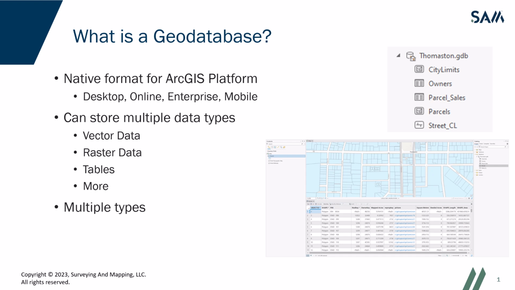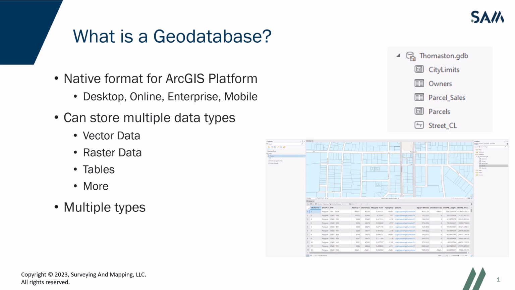Geodatabases were developed by Esri in the late 90s and early 2000s for use with their new platform called ArcGIS. This included ArcGIS Desktop, which also included ArcMap and ArcCatalog and ArcScene and ArcGlobe, as well as ArcGIS Server. Later, they added ArcGIS Online and ArcGIS mobile apps such as Collector to this platform.